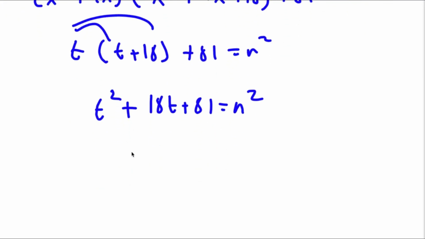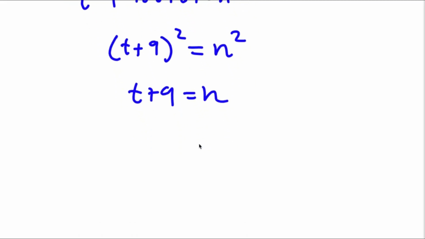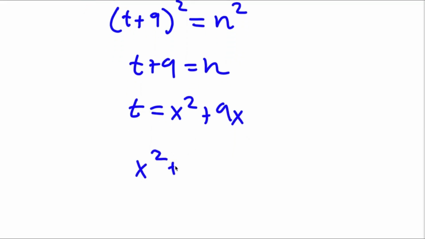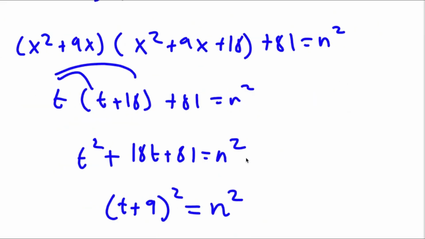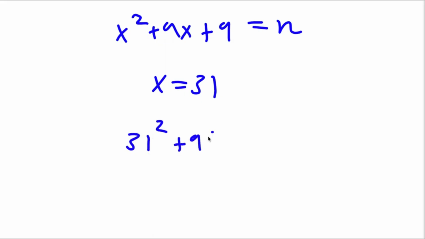Now this is the same thing as t plus 9 squared. So I have t plus 9 squared is equal to n squared, and this means that t plus 9 is equal to n. Now remember how we said that t is equal to x squared plus 9x, right? So this means that x squared plus 9x plus 9 is equal to n. And also remember how x is equal to 31. So this means that 31 squared plus 9 times 31 plus 9 is equal to n.